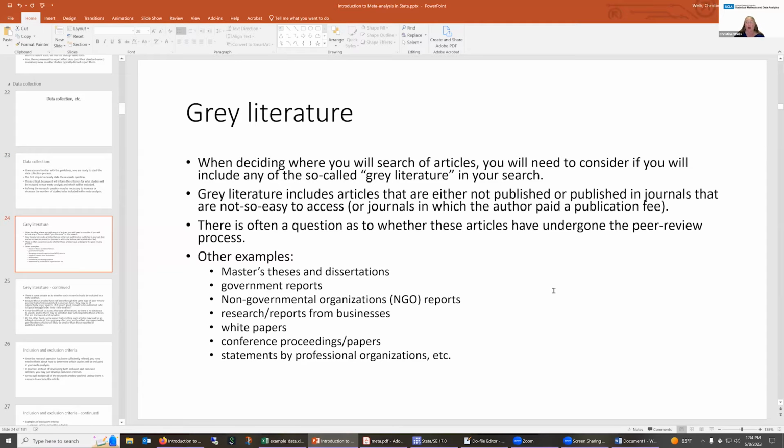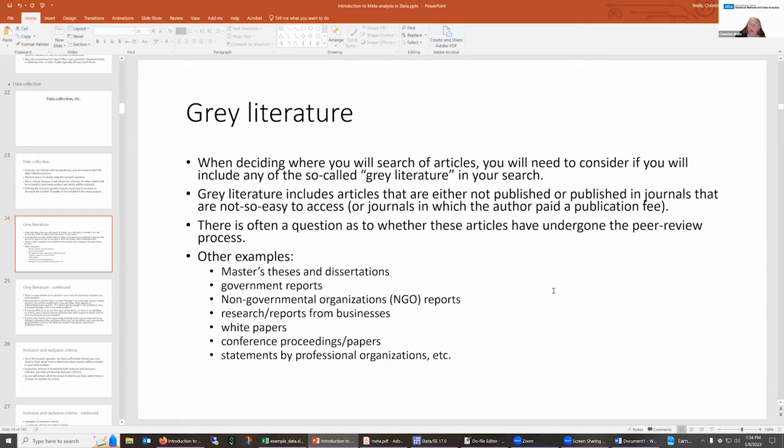There's also a lively discussion regarding the so-called gray literature. That's different from having gray hair, although sometimes the gray literature can give you gray hair. Ask me about that. No.